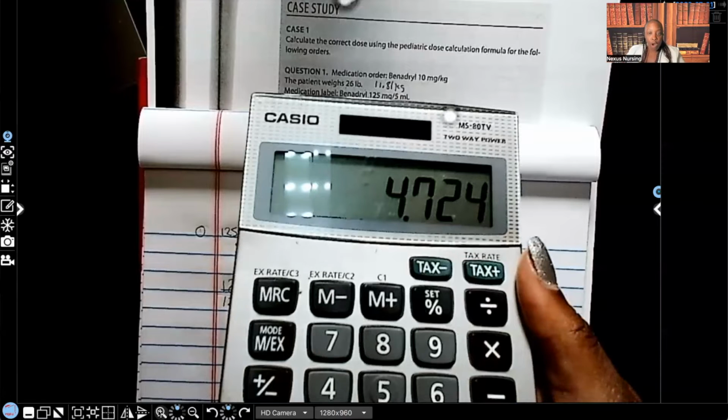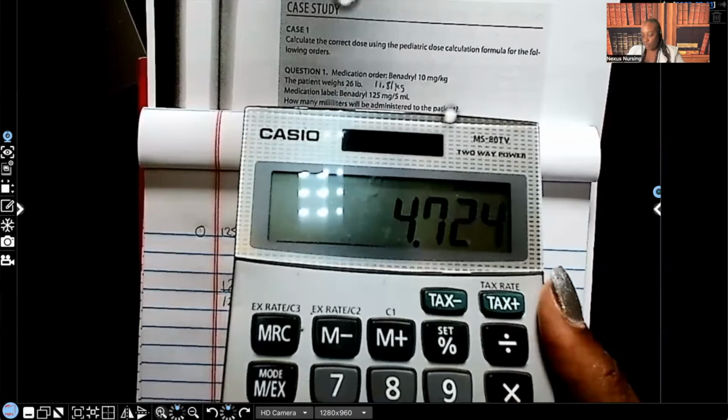I've got to get my X by itself. So I'm going to divide both sides by 125. Now I'm doing 590.5 divided by 125. That gives me 4.724.